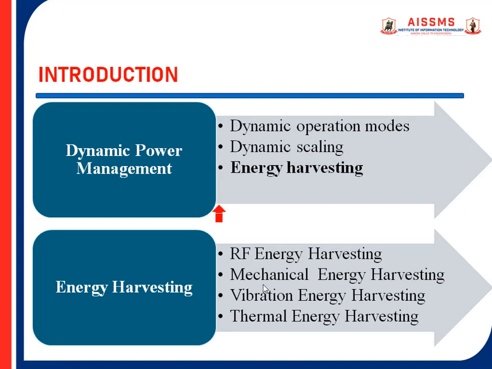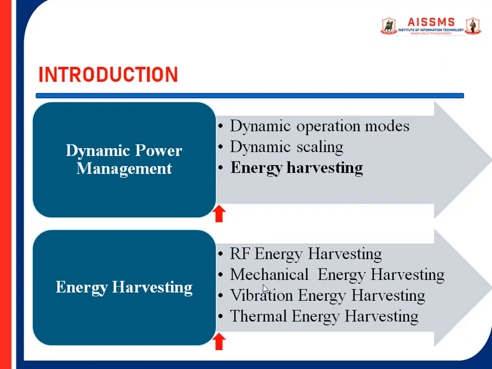Dynamic power management strategy attempts to minimize the power consumption of the system by dynamically defining the most economical operation conditions. This condition takes the requirements of the application, the topology of the network, and the task arrival rate of different subsystems into account. Different approaches of dynamic power management are dynamic operation modes, dynamic scaling, and energy harvesting.